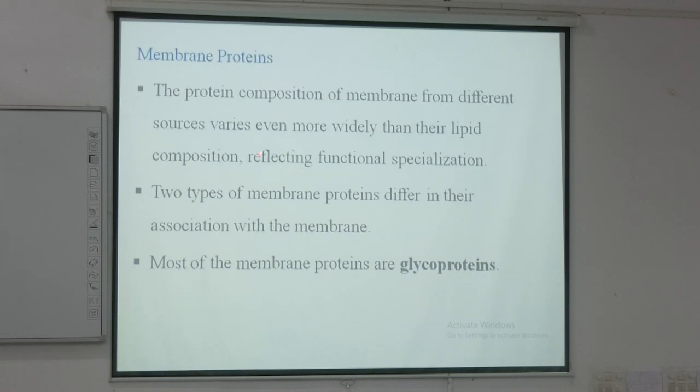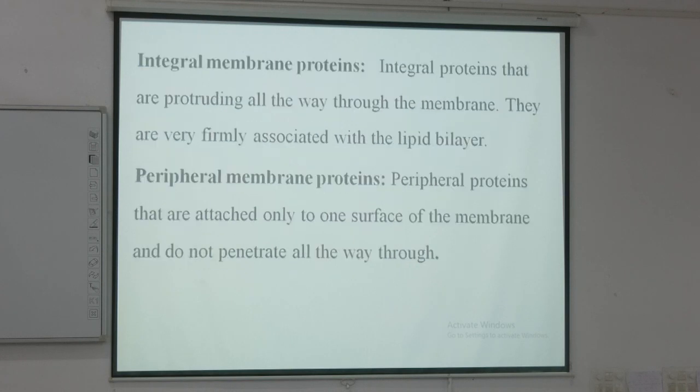Now membrane proteins. There are two types of proteins you already know, integral protein and external protein, and on the basis of their composition, they are divided as simple protein, complex protein and derived proteins. But here, these are complex proteins, glycoproteins, which are a combination of carbohydrate and protein. Integral proteins protrude all the way through the membrane. What is the meaning of protruding? Protruding means sticking out, such as a protruding belly.